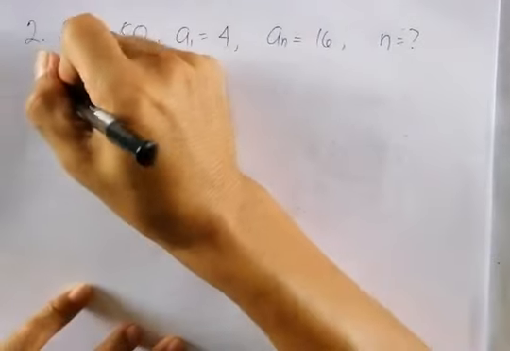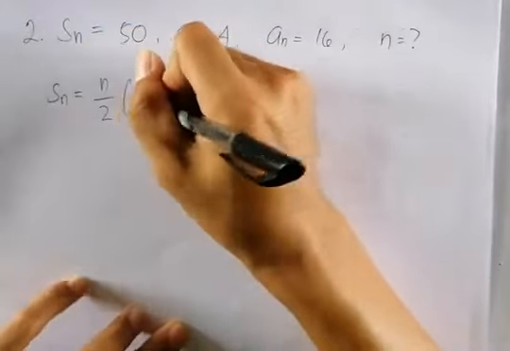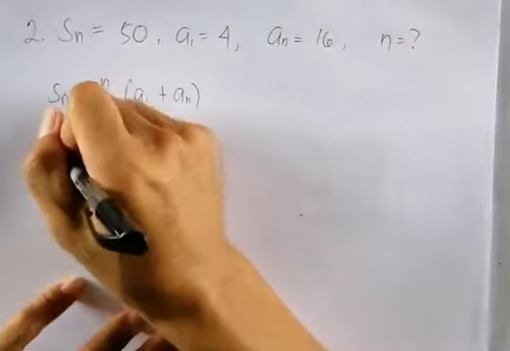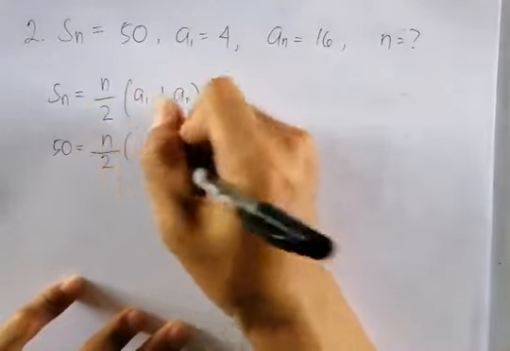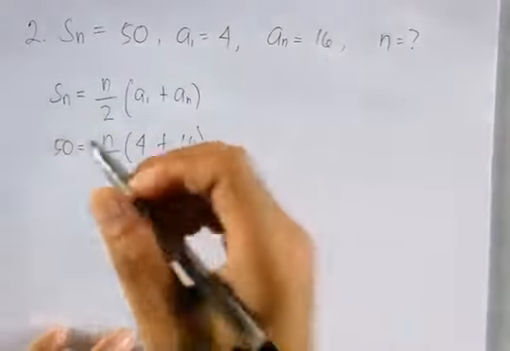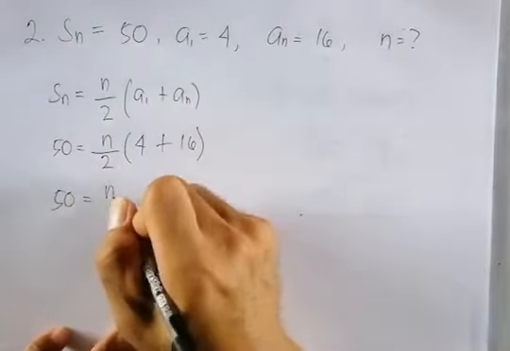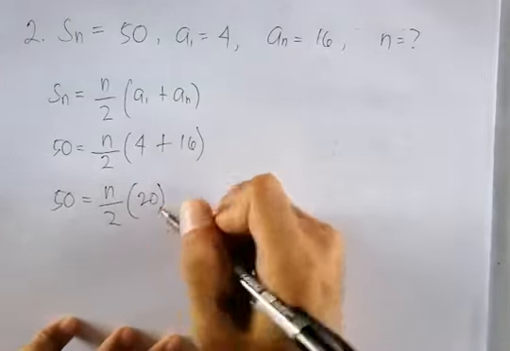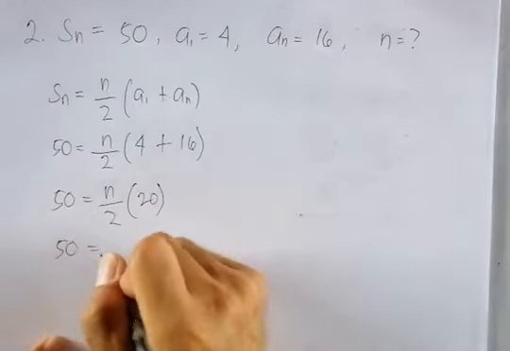Okay, for number 2, again, the first and the last term are given, so we can use formula number 1. S sub n is equal to n over 2 times the quantity of the first plus the last term. So S sub n is 50, so we have n over 2 times a sub 1 is 4 plus a sub n is 16. Then simplify, so we have 50 equals n over 2 times 4 plus 16, which is equal to 20. Then divide 20 by 2.